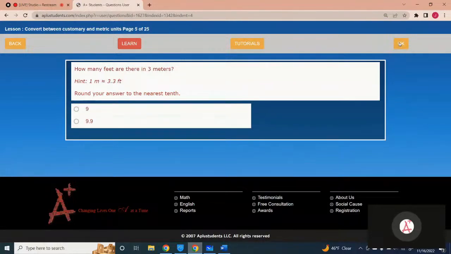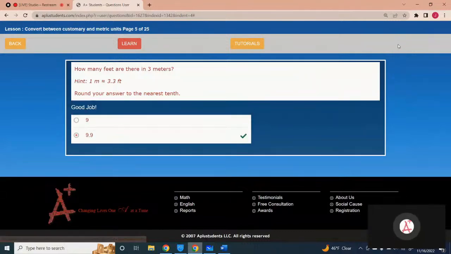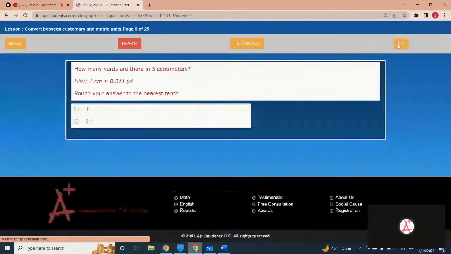Okay, how many feet are there in 3 meters? 1 meter equals 3.3 feet. So how many feet are there in 3 meters? It would be 3 times 3.3. So the answer is 9.9. Yes, very good. Just select the correct option and then click on the OK button.